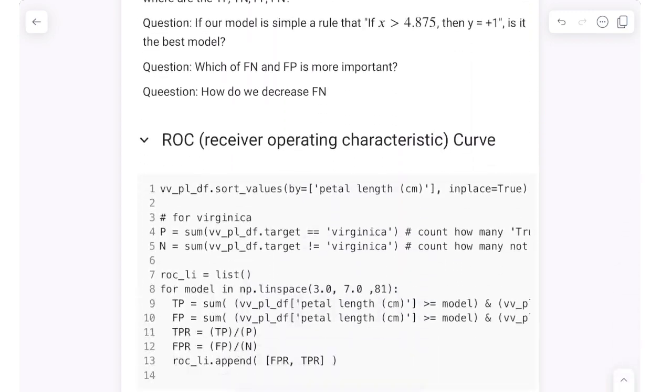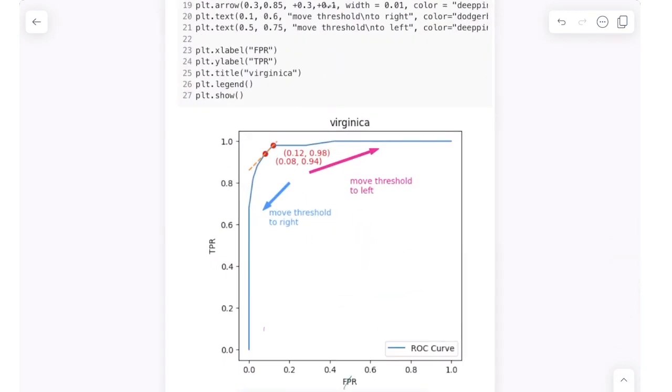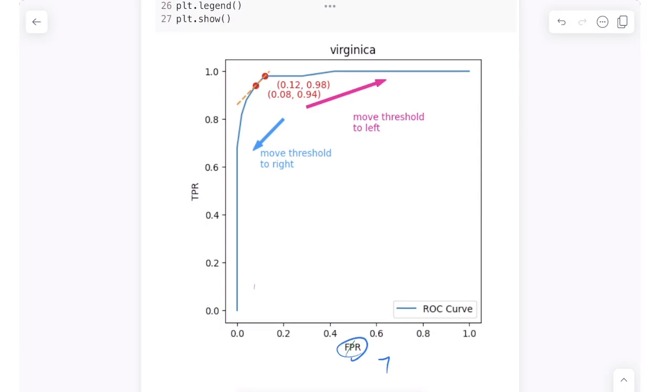Okay. So let's take a look at this figure. That is false positive, right? That is true positive. So when you move your boundary line, your false positive rate and true positive rate will change with respect to where you put your boundary line.